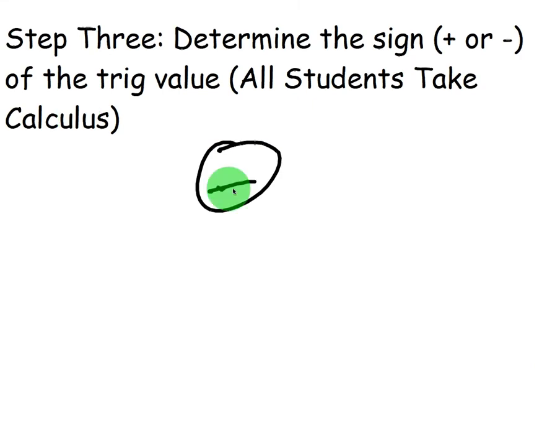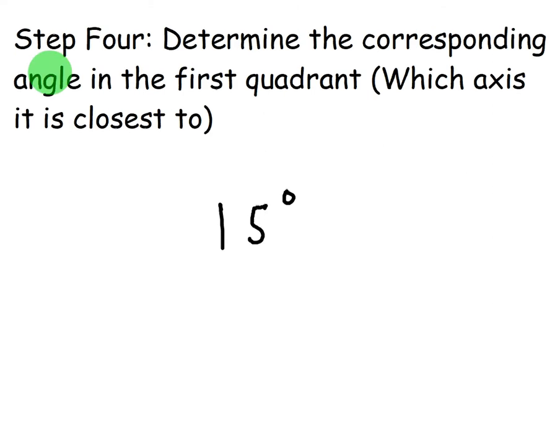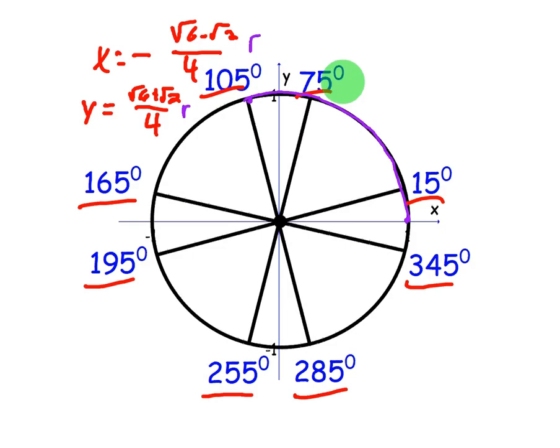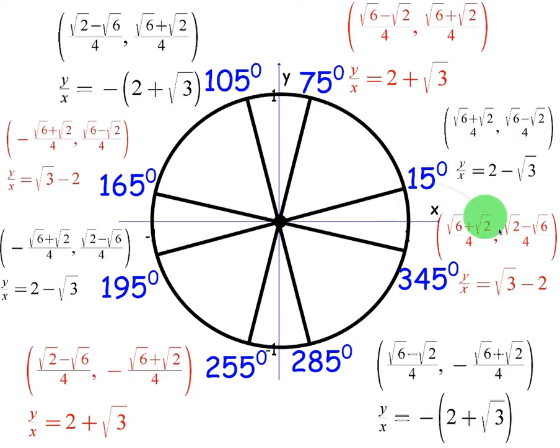Therefore, for step 3, we know that cotangent is going to be negative because only cosine is positive in the fourth. Don't be mistaken with that C. That C stands for cosine, not cotangent. Okay, next, for step 4, we're going to determine the corresponding angle in the first quadrant, which I've already alluded to again. But again, 345 corresponds to 15 on the unit circle because they're both closest to the x-axis. Here are our actual values. They're both closest to the x-axis, so 15 corresponds to 345.